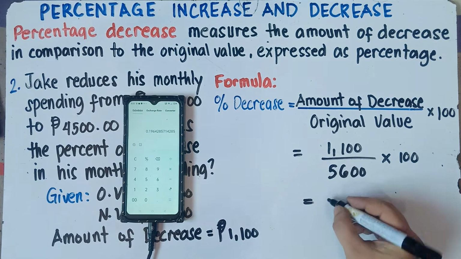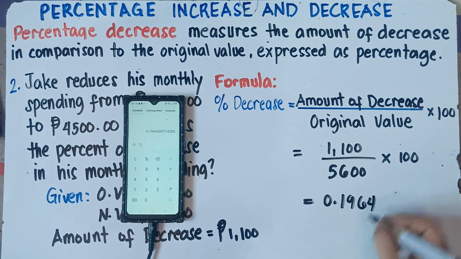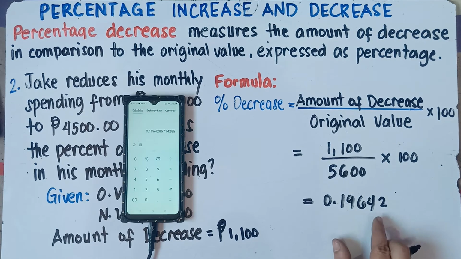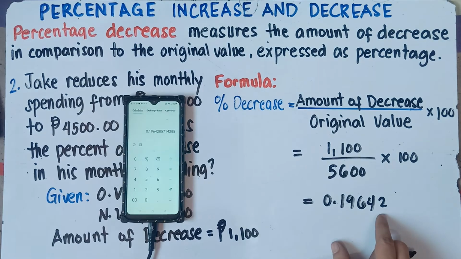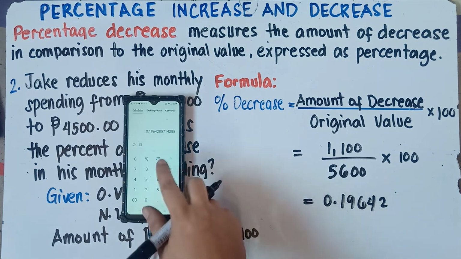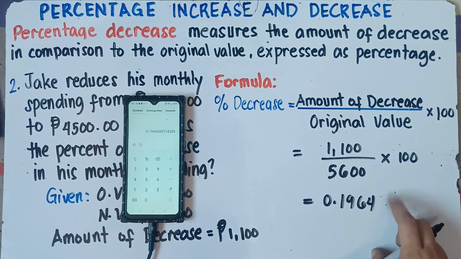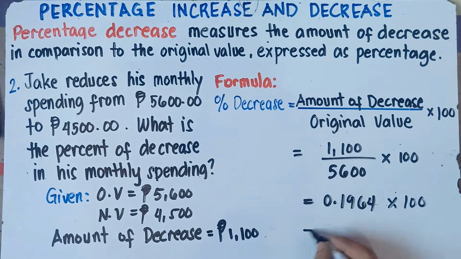So 1,100 divided by 5,600. This will be 0.19642. Once again, we need to have 4 decimal places. After 4, that's 2. Since this is 2, we need to round down. Simply copy 4. 0.1964. And then multiplied by 100.